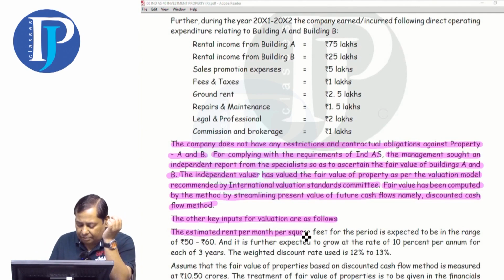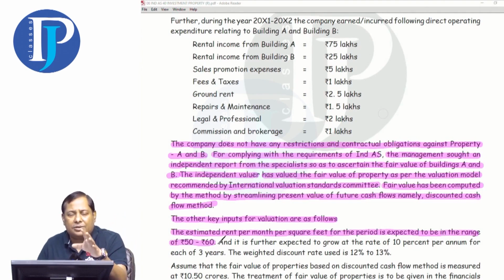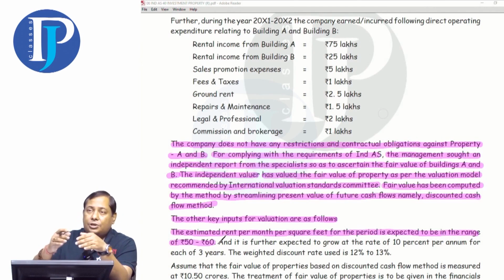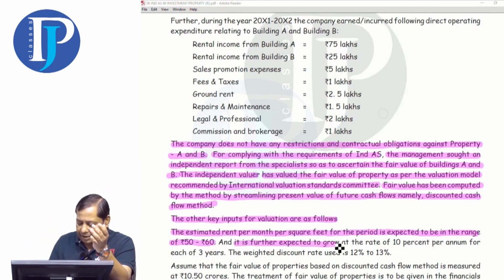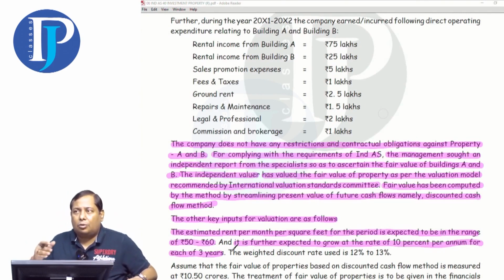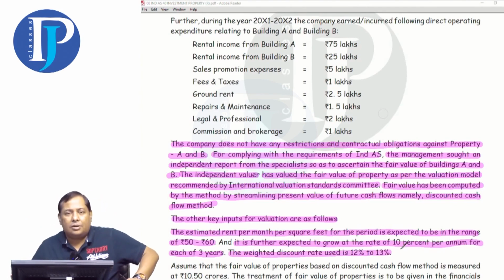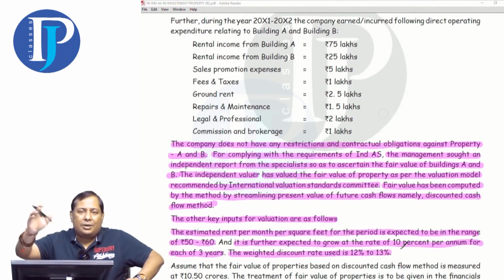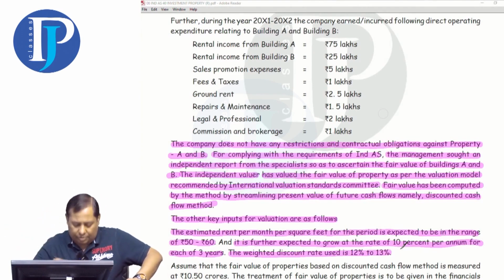Estimated rent per month per square feet for the period is expected to be in the range of 50 to 60 rupees per square feet. It is thought that this is your future cash flow. It is further expected to grow at a rate of 10% per annum for each of the 3 years. Rent will increase by 10%. After a specified period, we included the increased rent, and it was discounted between 12 to 13%. How much rent will be generated and at what rate after discounting the property's value?